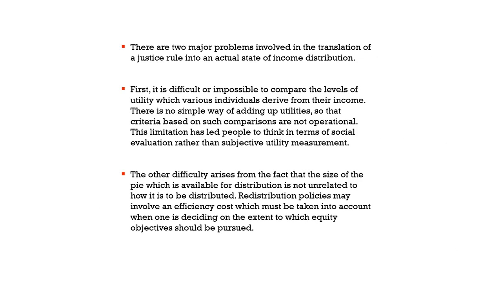Now, there are two major problems involved in the translation of a justice rule into an actual state of income distribution that we can point out in this context. First, it is difficult or impossible to compare the levels of utility which various individuals derive from their income. For example, a person who lives in a flood and riverine area compared to a person who lives in a drought prone or dry region of the country, what is the utility that they associate with the disposable incomes in their hands? It is very difficult to assess and also compare. So, there is no simple way of adding up utilities, and criteria based on such comparisons are often not operational. This limitation has led people to think in terms of social evaluation rather than subjective utility measurement.